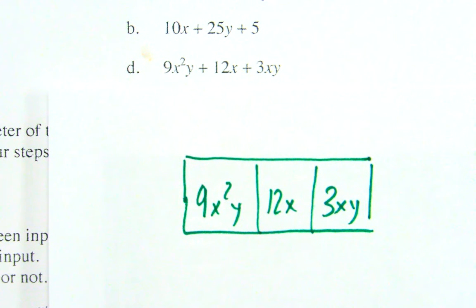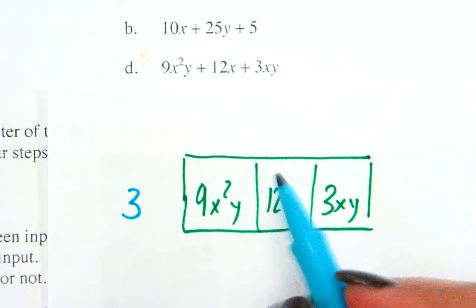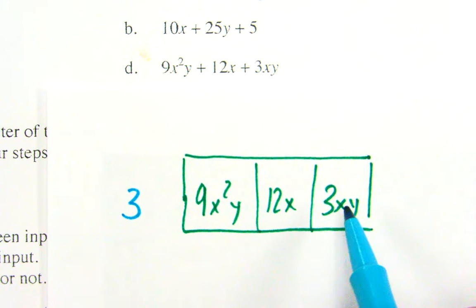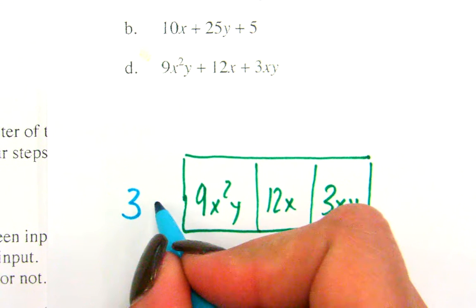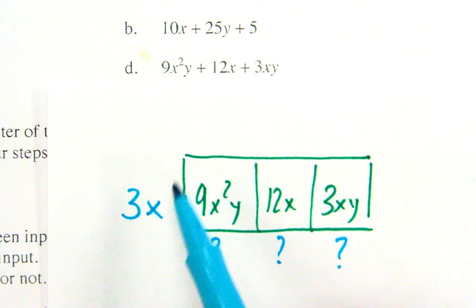The best way to look, number 1, is look at the numbers. What do 9, 12, and 3 all have in common? And the answer would be, well, they all have a 3 in common. Okay, well, is there something else? What variable do they all have in common? Well, there's 2 x's here, there's an x here, there's an x here, so we're going to say, okay, well, they all have a 3 in common, an x in common.